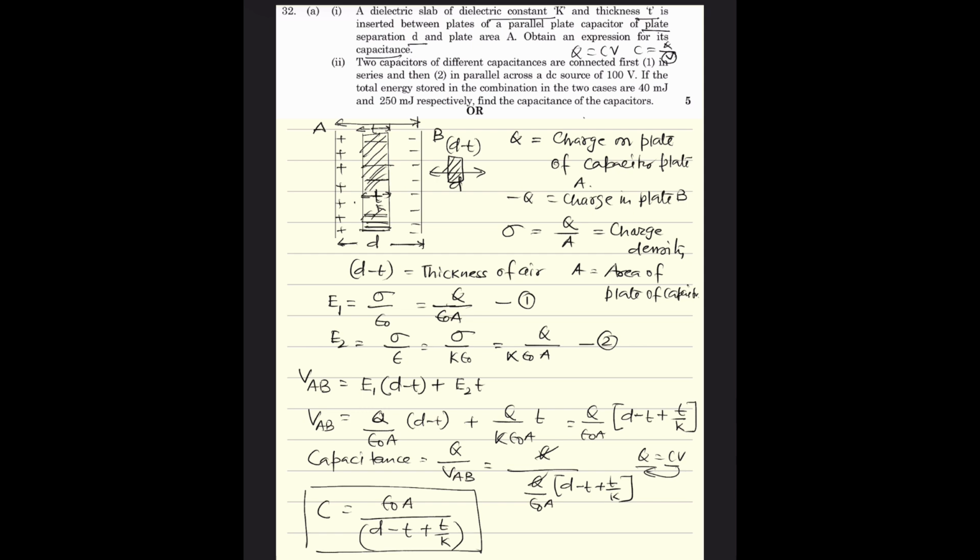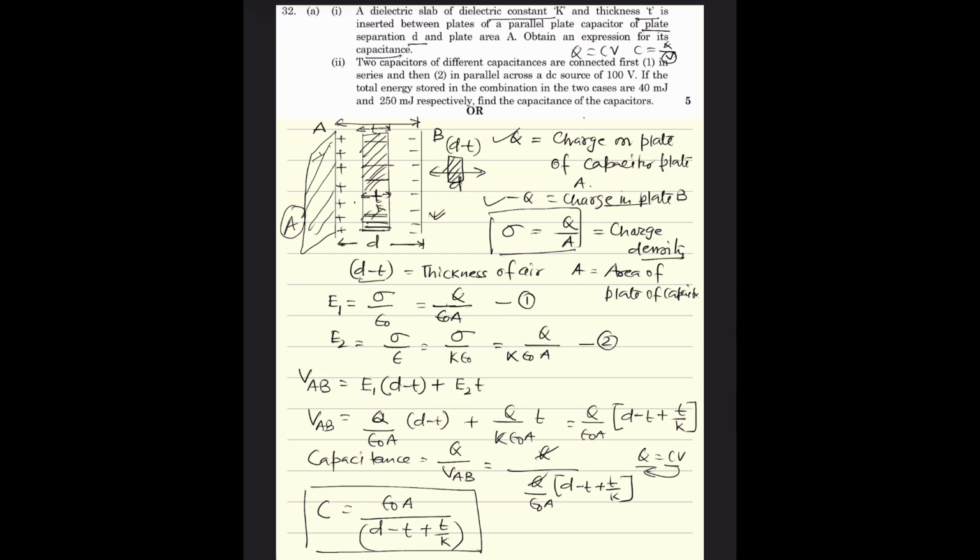Okay, so suppose Q is the charge on plate A, and minus Q, automatically, is the induced charge on B. Correct? Sigma is the surface density of charge. What is surface density? Charge per unit area. Suppose A is the total area of this plate. Correct? This is the parallel plate capacitor. So A is the area of the plate. Therefore the surface charge density is charge per area, Q by A.